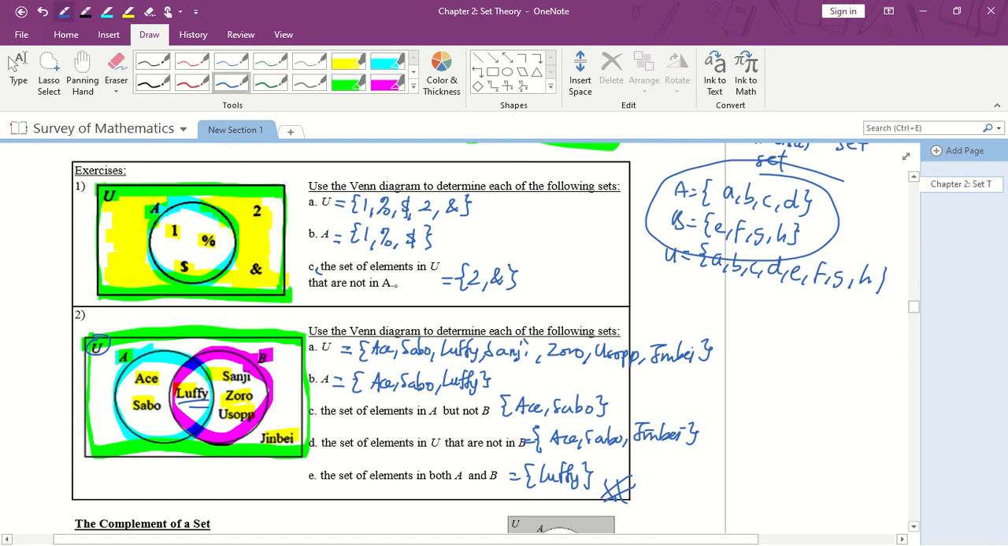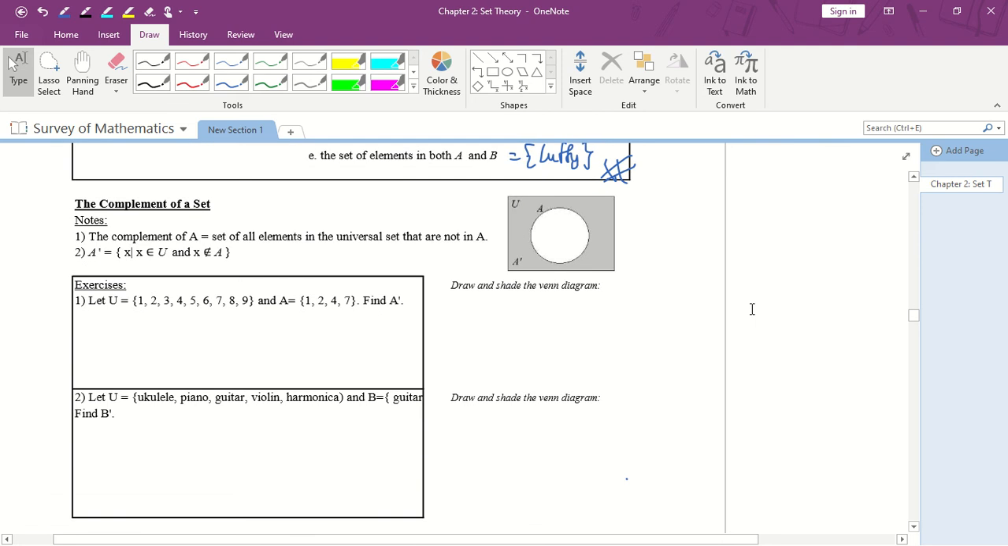And you need to know that the set of elements in U and not in A actually has another name, which is called the complement of set A. Complement of set A means the elements inside the universal set that are not in A. And this is what we call A prime. Okay, so this is what we'll be learning now. The complement of a set.